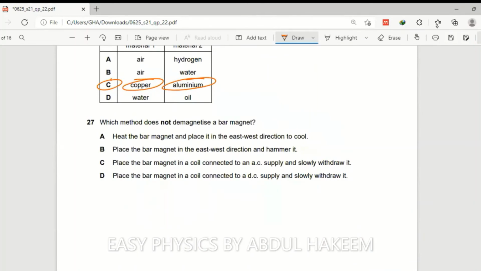Which method doesn't demagnetize the bar magnet? Heat the magnet, it does. Place the bar magnet in the east-west direction and hammer it, it does. Place the bar magnet in the coil connected to AC, yes, it does. When it is placed inside the coil connected with the DC, no. So definitely it's option D. It must be AC for the demagnetization of a permanent magnet, so D is the option.